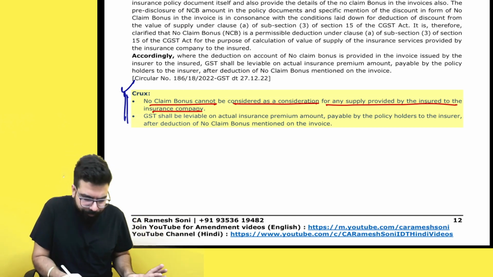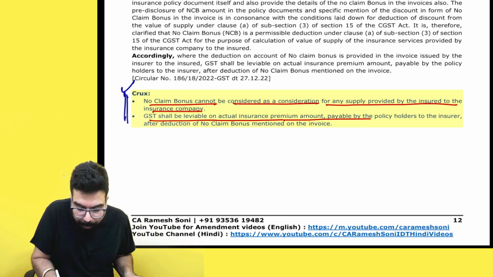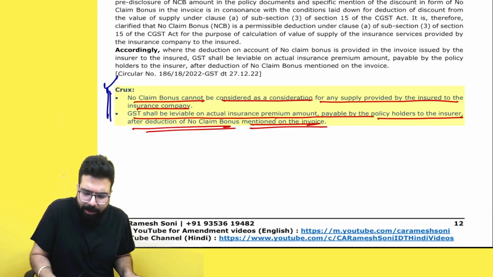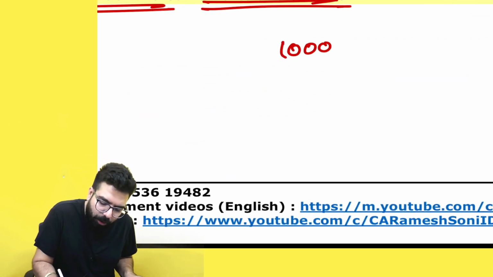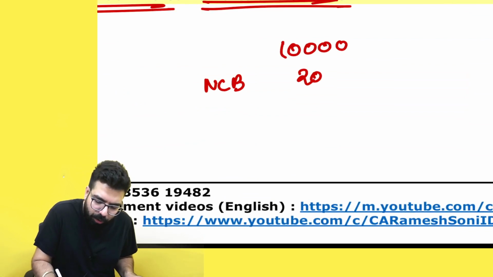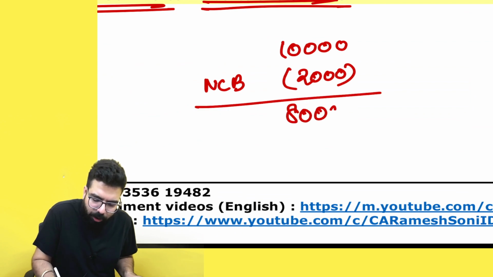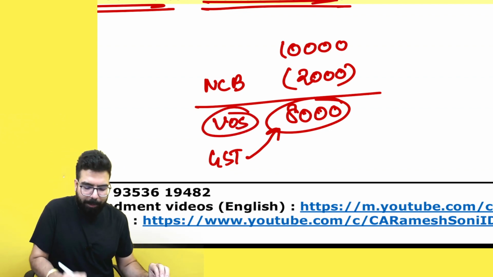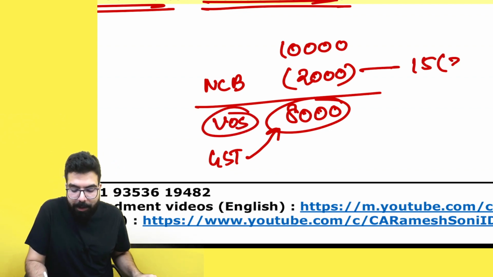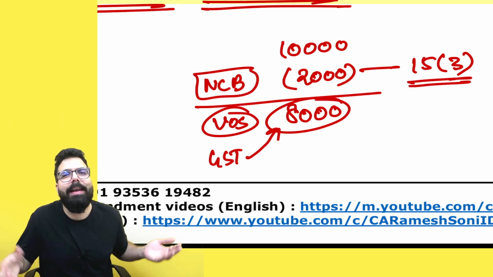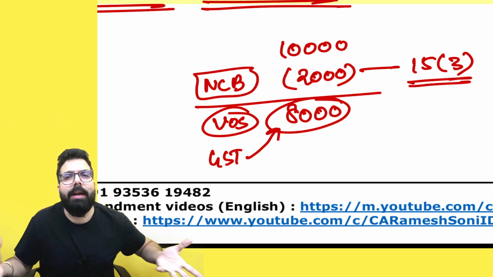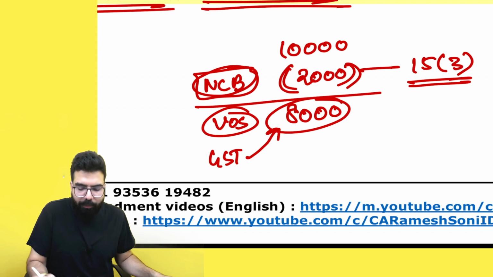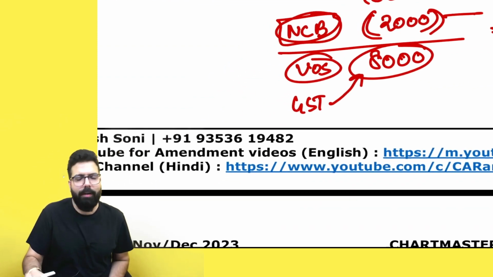It is very simple. GST is leviable on the actual premium amount paid by the policyholder to the insurer after deducting the no claim bonus mentioned in the invoice. Sir, the insurance company told me 10,000 rupees. They gave me a no claim bonus of 2,000 rupees. So 8,000 rupees is what I am paying them. They will charge me GST on 8,000 rupees, which is their value of supply. That's all. Under section 15(3), any discount by whatever name given at the time of supply, and hence the no claim bonus is nothing other than a discount which will be deducted from the value of supply. That's all the clarification given.